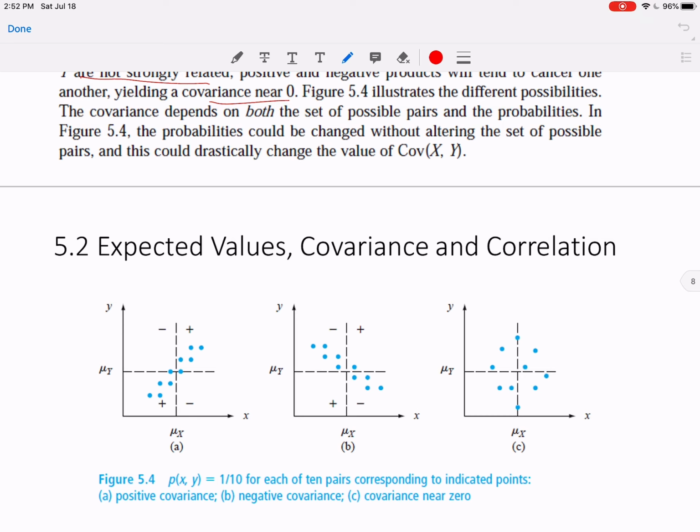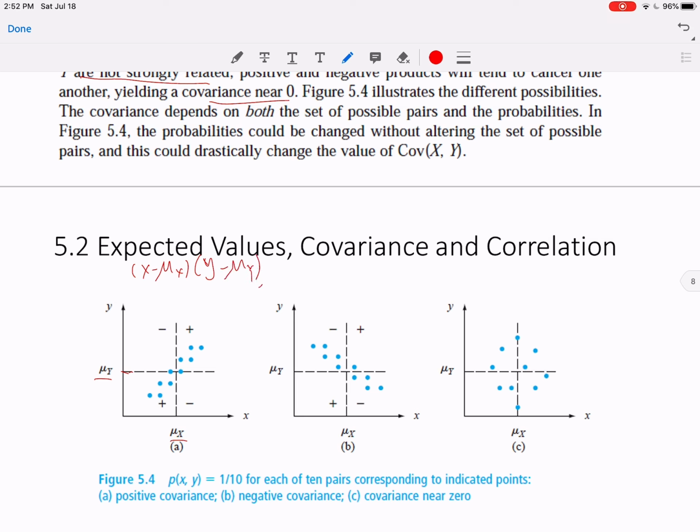On the x coordinate we have mu sub x, which is the average value of x, and mu sub y on the y coordinate, which is the average value of y. If we draw a horizontal line and a vertical line from mu sub y and mu sub x, we're going to have 4 quadrants. For the quadrants, we're talking about the product of x minus mu sub x times y minus mu sub y, right?